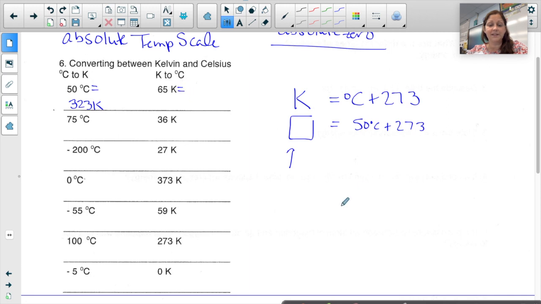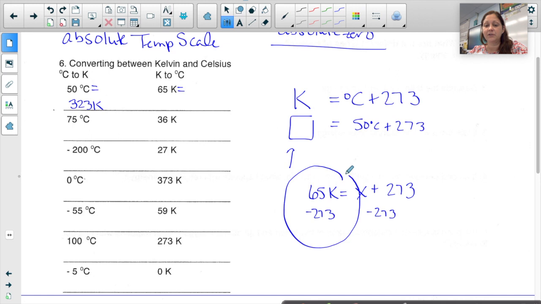But if we want to do 65 kelvins, then you put the Kelvin temperature in and you put in X, sorry about that, you put in X as your degrees Celsius. And so now we have a little bit more algebra to do here. To get the X by itself, we're going to subtract 273 from both sides. And when you do 65 minus 273 on your calculator, you'll notice that you get a negative number. And we were converting to Celsius, so this is negative 208 degrees Celsius.